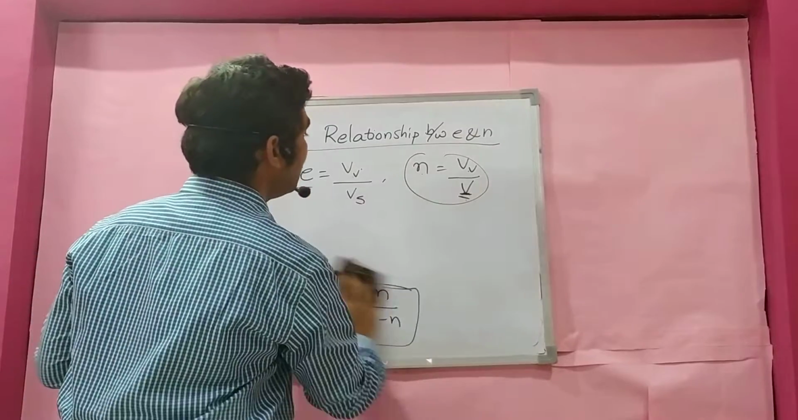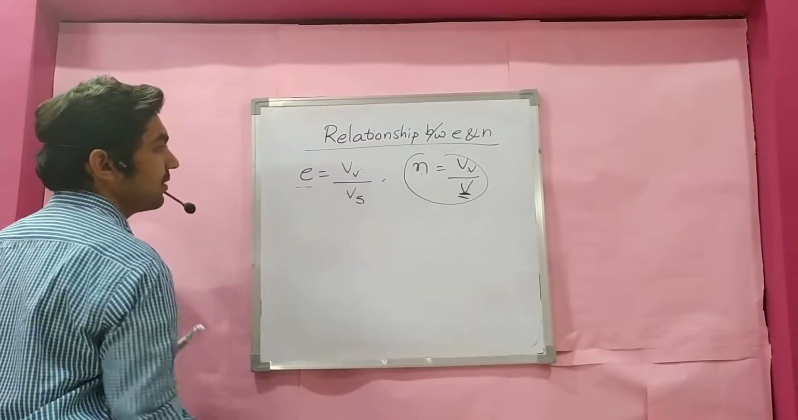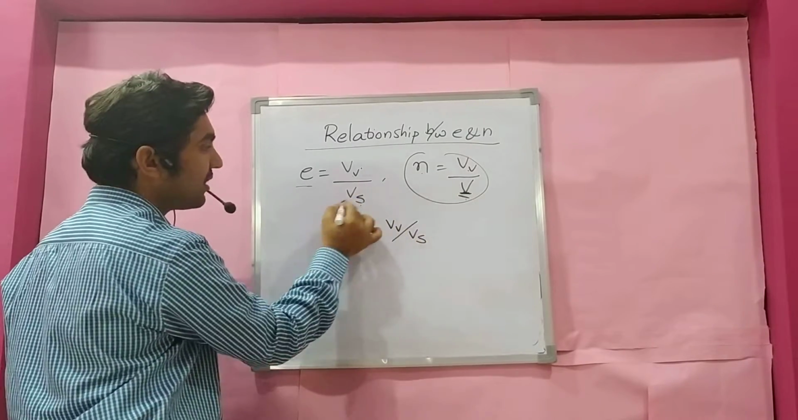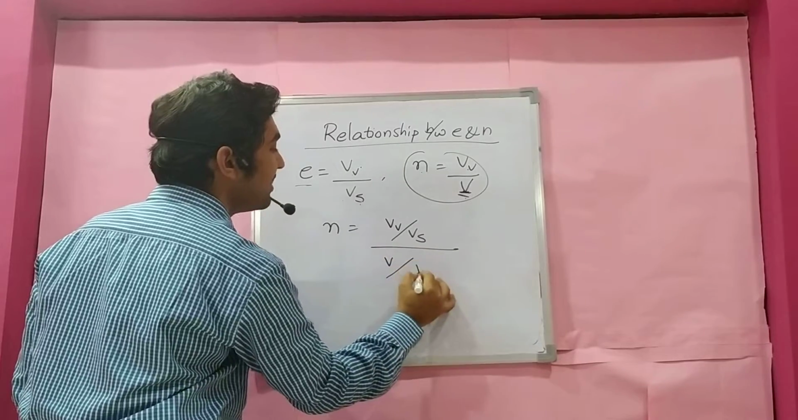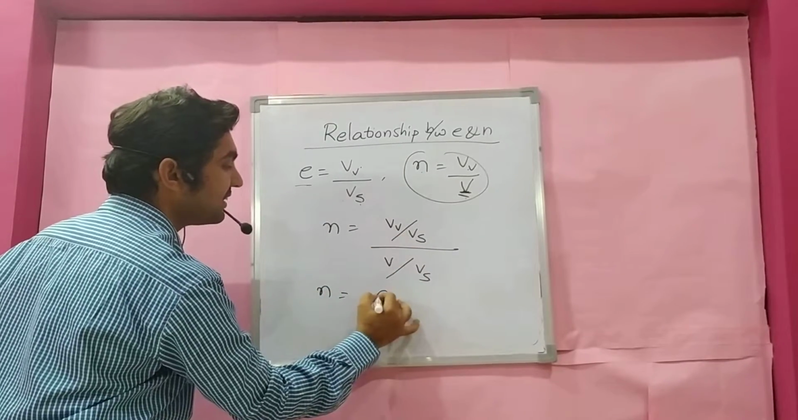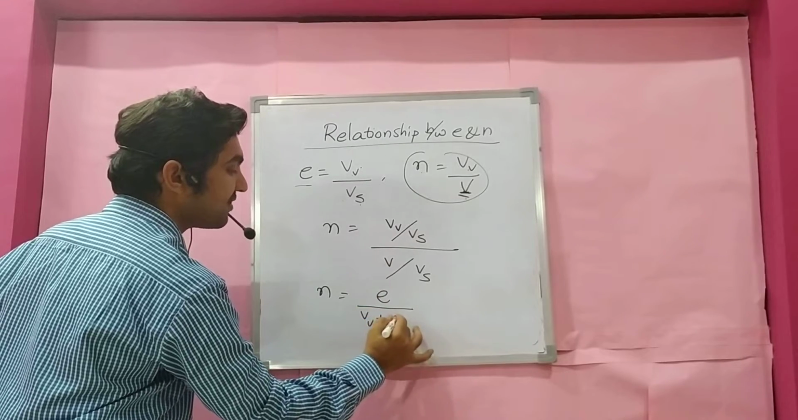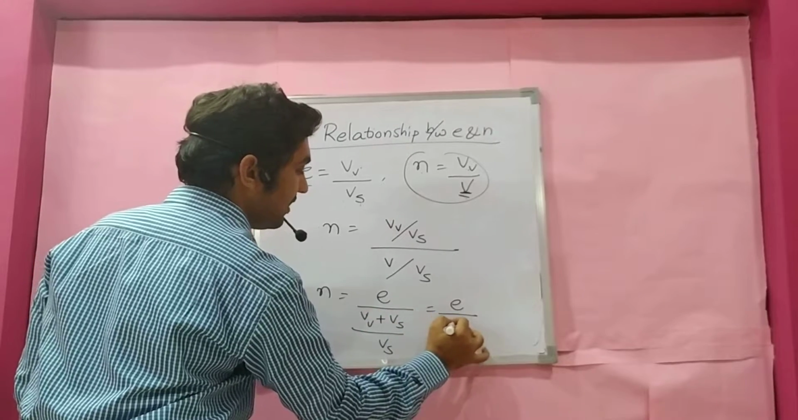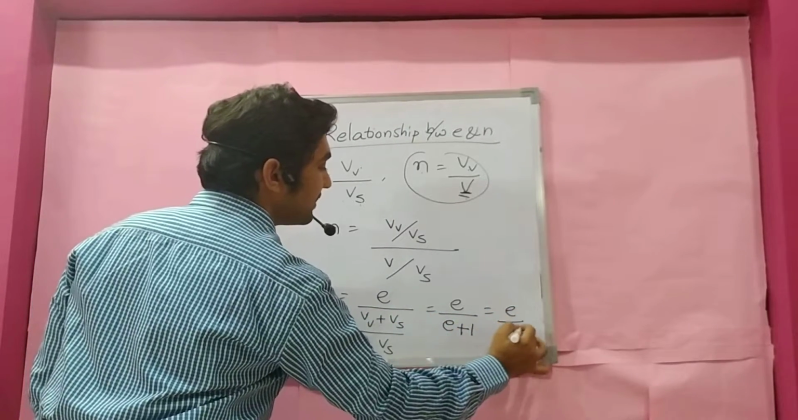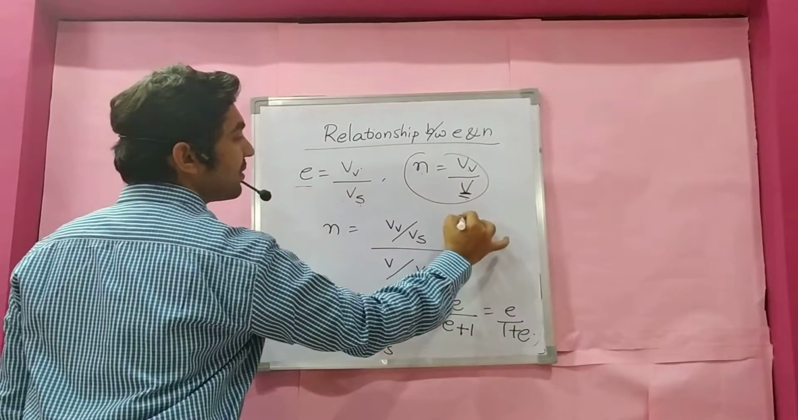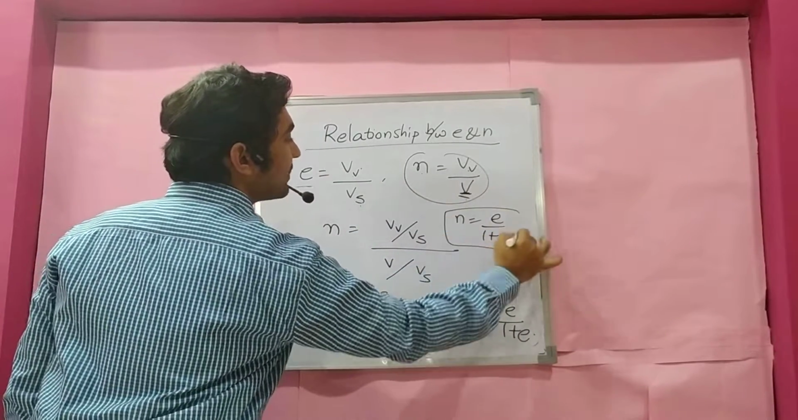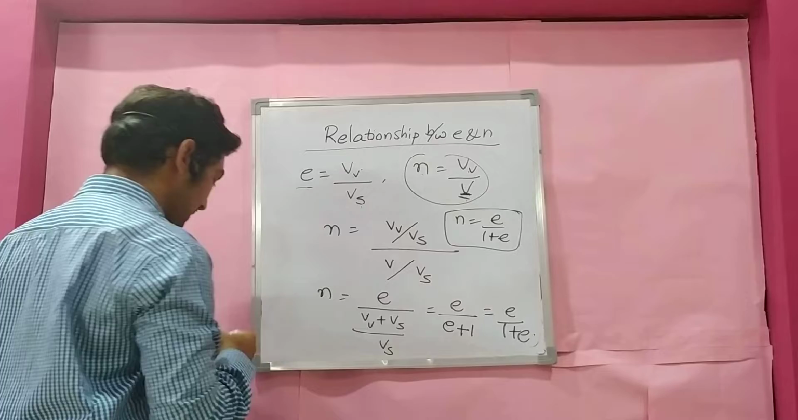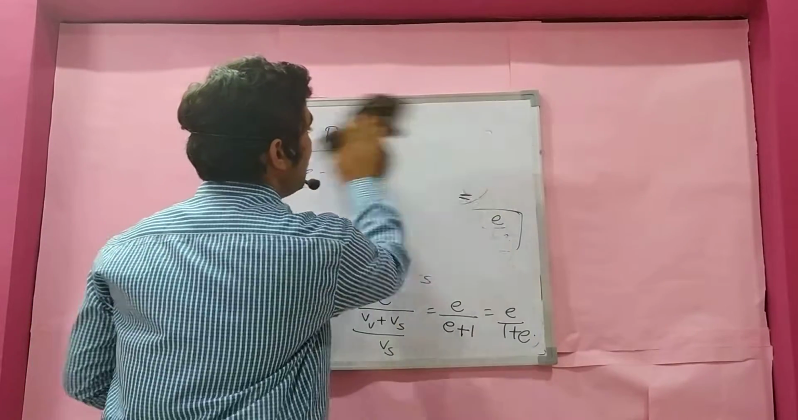Now, express n in terms of e. n is equal to Vv by V. We have to divide by Vs because we have to express n in terms of e. n is equal to Vv by Vs, which is e. V means total volume, Vv plus Vs, divided by Vs. So Vv by Vs is e, and the denominator is e plus 1, or e by 1 plus e. n is equal to e by 1 plus e. You can put it in a box like this. This is the relationship between e and n, and n and e, that we have seen. These are the relationships.